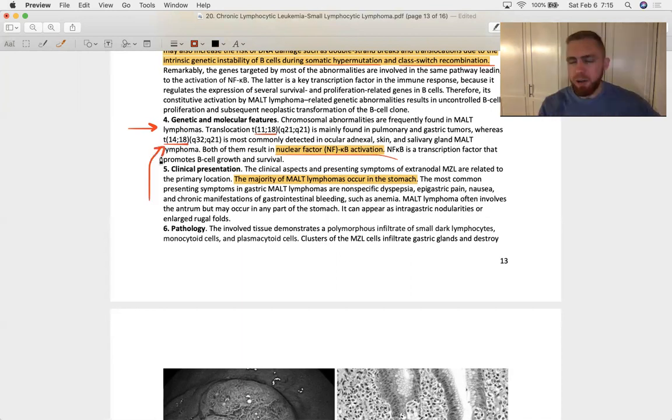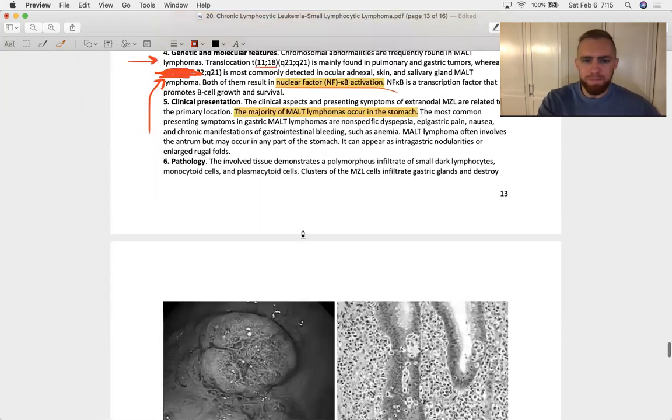Look, don't even look at that. You're going to confuse it with follicular lymphoma. You're just going to confuse yourself. So do me a favor and act like that 14-18 isn't even there.